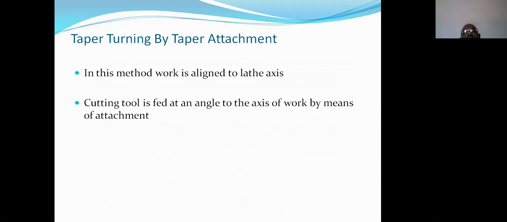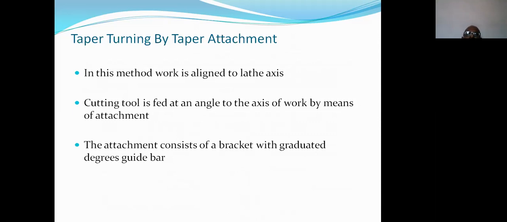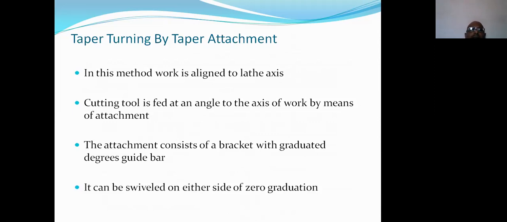The third method is taper turning by taper attachment. In this method, an extra attachment is required. That's why this method is called taper turning by taper attachment. In this method, the work is aligned to the lathe axis, so the cutting tool is fed at an angle to the axis of work by means of the attachment. This attachment consists of a bracket with graduated degrees on the guide bar. It can be swiveled, that means rotated, on either side of 0 graduation.